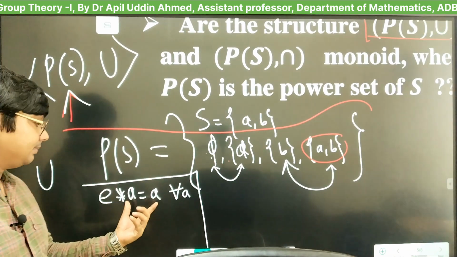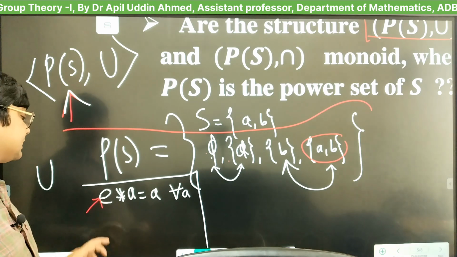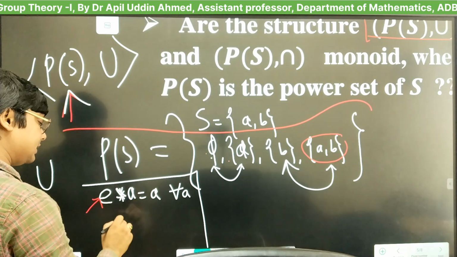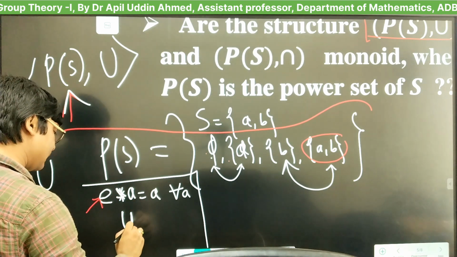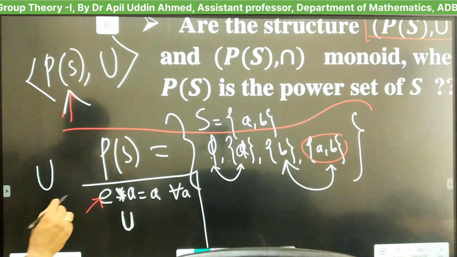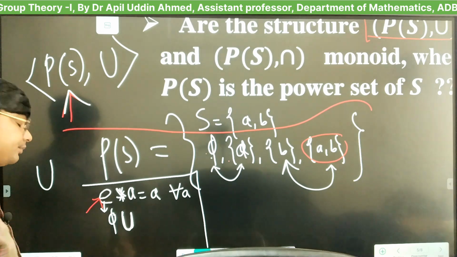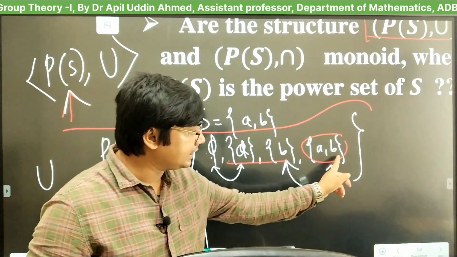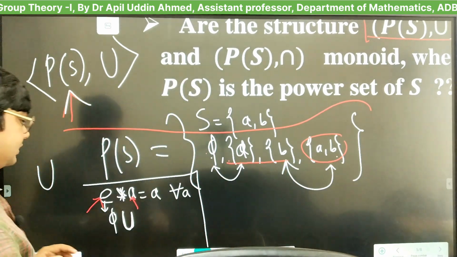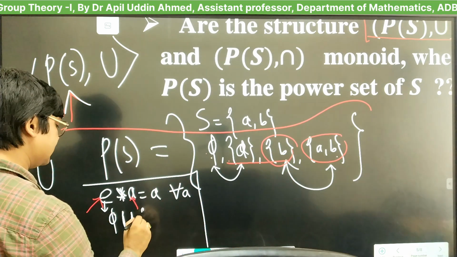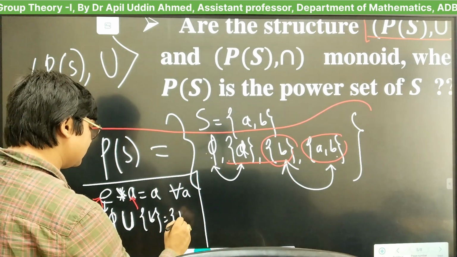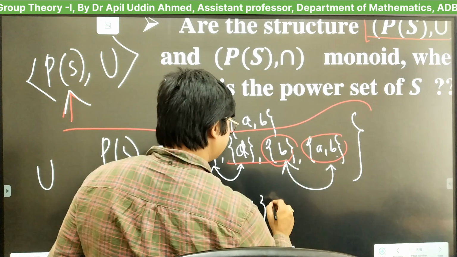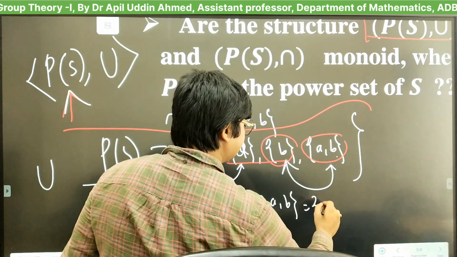For all A, if this happens, then we call E the identity element. Now you see our operation is union. If we consider E as phi, and A as any set or element, what do we get? Suppose we consider phi union B, then we get B. Similarly, if we consider phi union A and B, then we also get A and B.